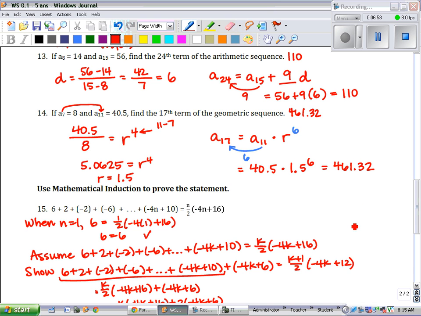Wait a minute. Why is it A to the 11? I thought you were supposed to use the first. But I don't know A to the first, and I don't want to have to go back and find it. So we could, but I'm just going to take some term I know and build on it. If I'm trying to go from 11 to 17, they're 6 apart. So I would need to use R 6 times. And then we can just plug in those 2 values.